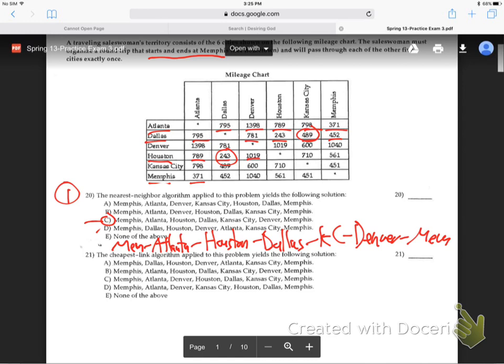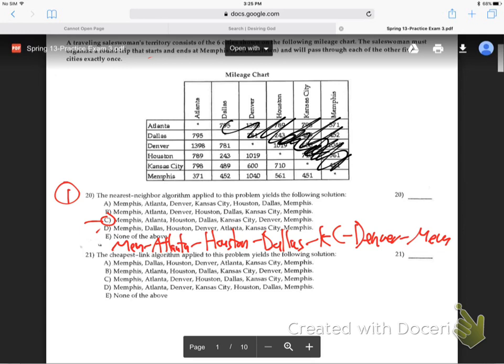Moving on. 21, cheapest link. Now that's a little harder. Cheapest link. Remember what you do with that. You grab the cheapest link anywhere. So you just start with the lowest number anywhere in the entire chart. What's the lowest number you see anywhere in that chart? 243, right? And it might be helpful to scratch out half the chart because all the numbers are twice, right? It's from Memphis to Atlanta and Atlanta to Memphis, and kind of confusing to have them twice. So I think for cheapest link, it's helpful to cross off half the list.